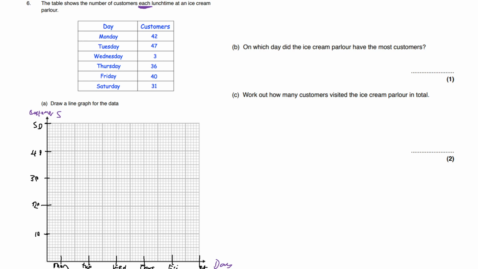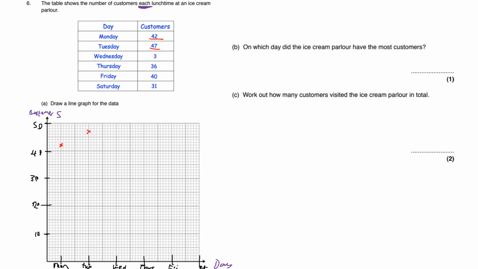So at Monday, you can see that it's 42, so let's put 42 there for Monday. 42 would be roughly there. On Tuesday, it was 47, so good business, good business. Oh, see, this is why you need to take your time with it. It would actually be here, because we're going by 10 each time. Pay attention. That was an attack on myself, don't worry. Pay attention, learn from my mistakes.